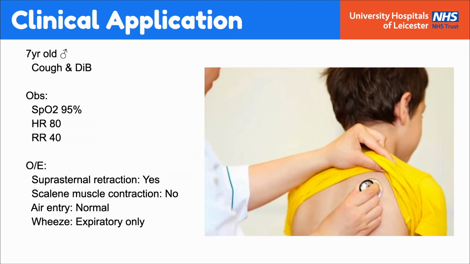So just some clinical cases. A 7-year-old boy presenting to the ED with cough and wheeze receives 2 salbutamol inhalers back to back. Then on assessment, his oxygen sats are 95%. He has suprasternal retraction. Air entry is normal, but he does have some expiratory wheeze.